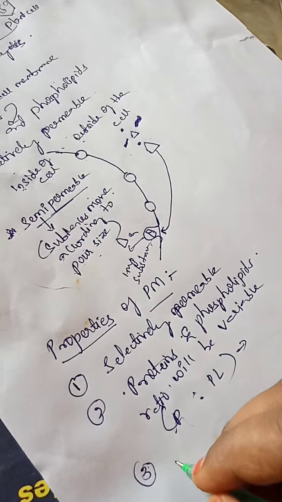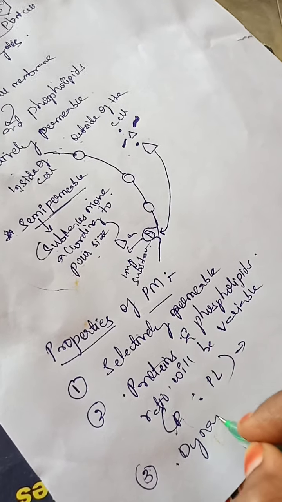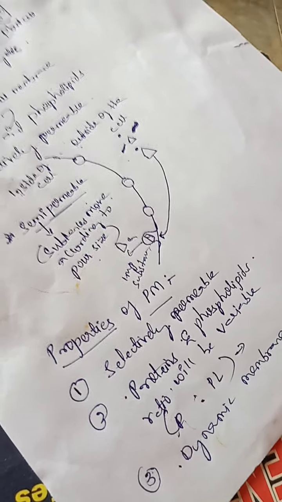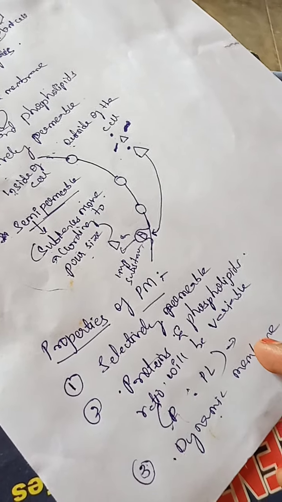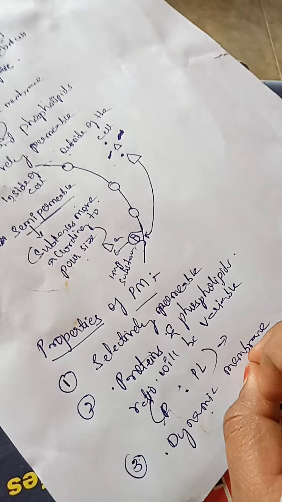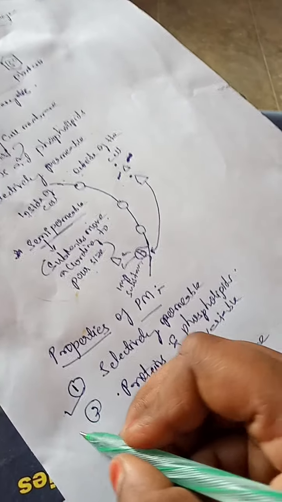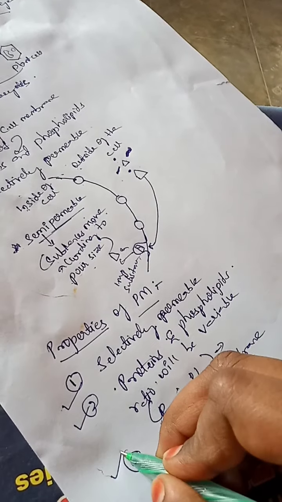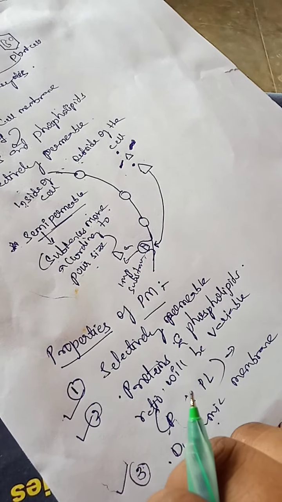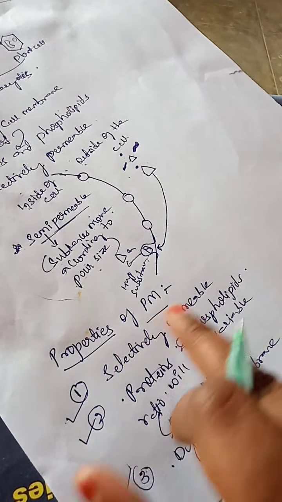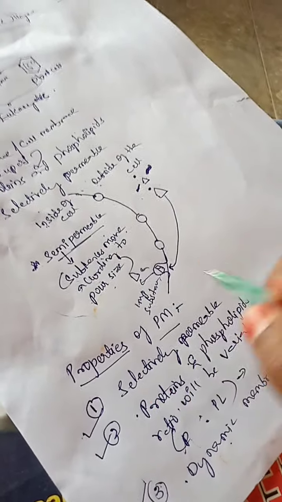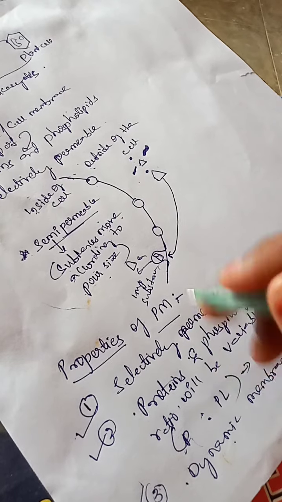Then last, dynamic membrane. The membrane should be a dynamic membrane. What is a dynamic membrane? Here the membrane should have flexibility. So these three properties are very important. Whenever the plasma membrane has these three important properties, then only that plasma membrane is acceptable. That means the plasma membrane should have these three important properties.